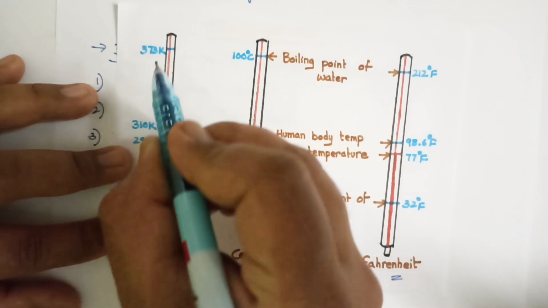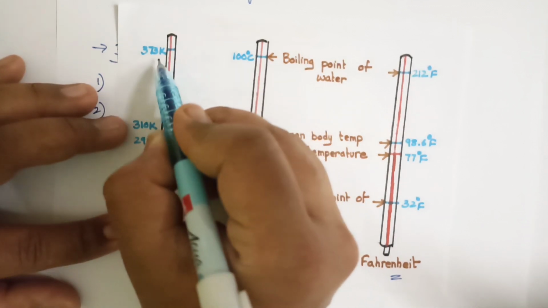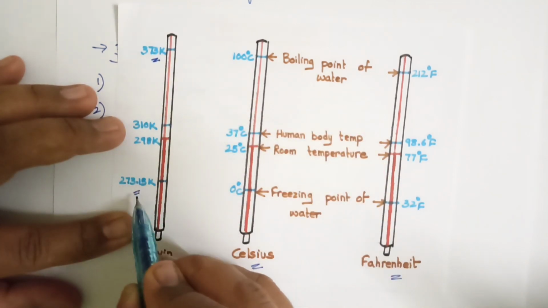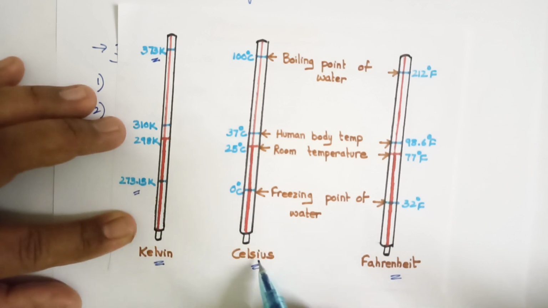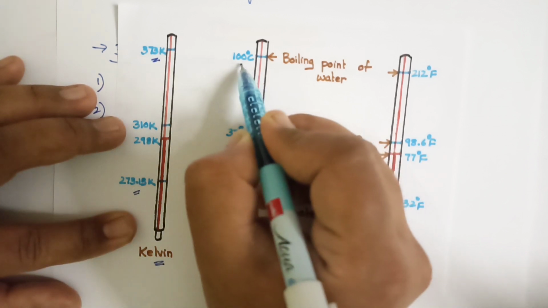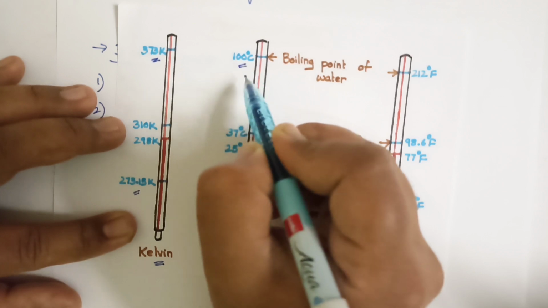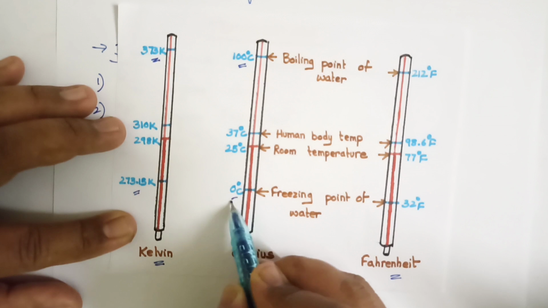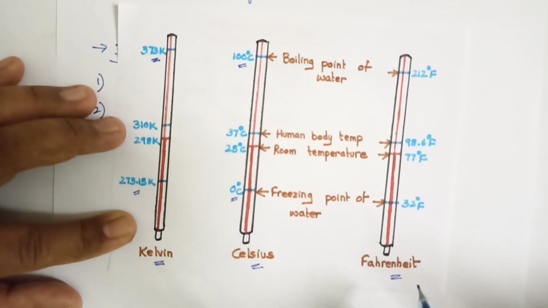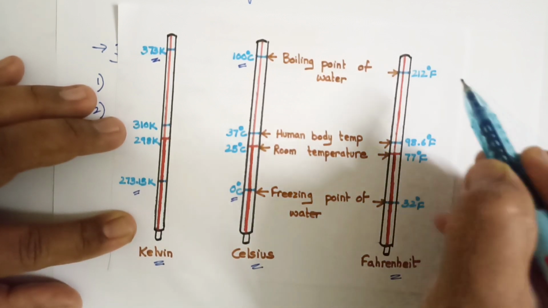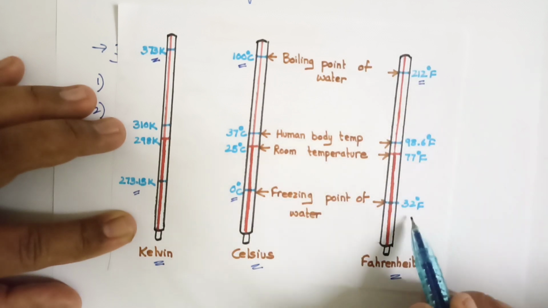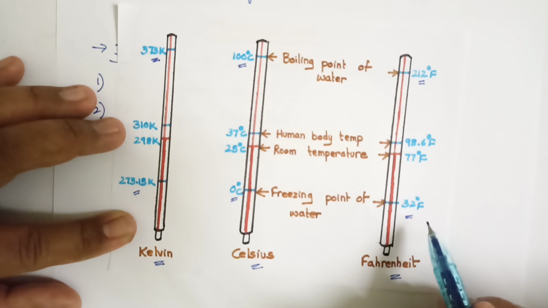In Kelvin scale, the highest temperature that can be recorded is 373 Kelvin and the least temperature is 273.15 Kelvin. In Celsius scale, the highest temperature is the boiling point of water, that is 100 degrees Celsius, and the least temperature is 0 degrees Celsius. In Fahrenheit scale, the highest temperature is 212 degrees Fahrenheit and the least one is 32 degrees Fahrenheit.